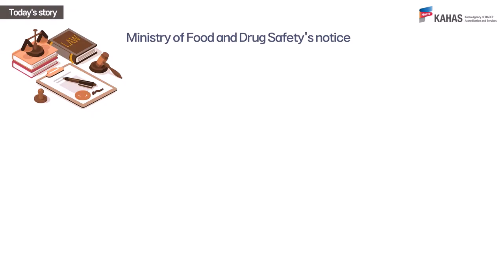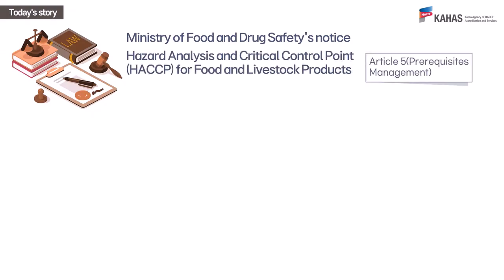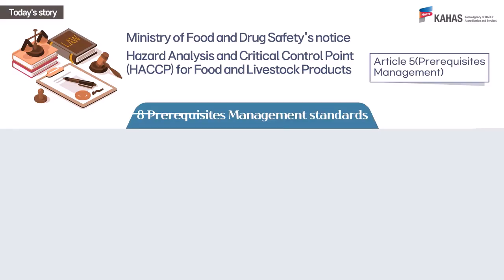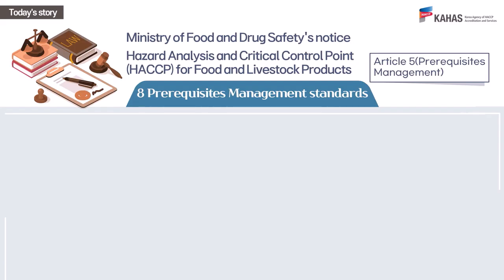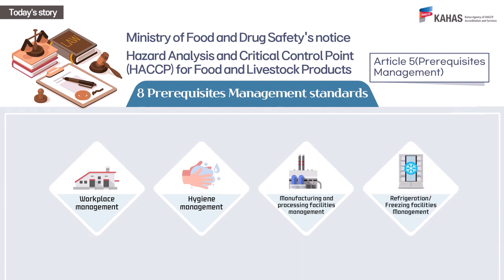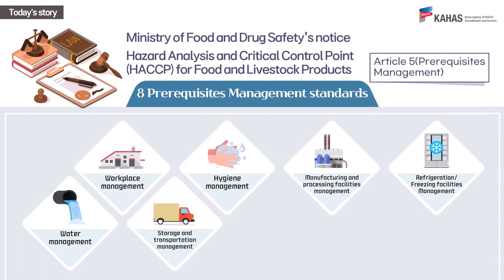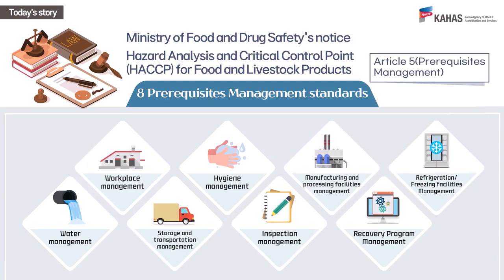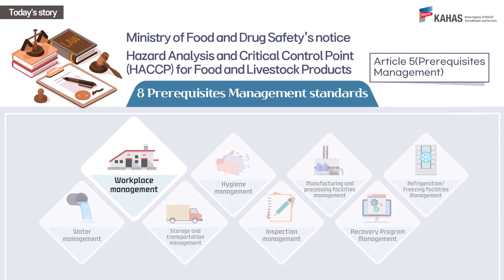According to the Ministry of Food and Drug Safety's notice in Article 5 of the Hazard Analysis and Critical Control Point HACCP for food and livestock products, a total of 8 management standards are established and observed: workplace management, hygiene management, manufacturing and processing facilities management, refrigeration and refrigeration facilities management, water management, storage and transportation management, inspection management, and recovery management. In this video, we will learn about business place management.